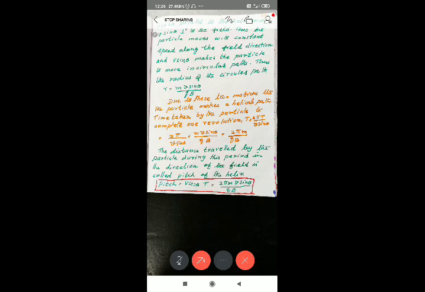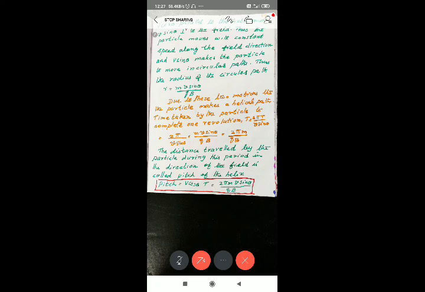The distance travelled by the particle during this period in the direction of the field, that is what I told. In this time period, the particle moves a linear distance because of which component? V cos theta. So how much distance can it travel? V cos theta into this time, T, which is 2 pi m by bq. So V cos theta into 2 pi m by bq is the linear distance travelled by the particle in the direction of the magnetic field.